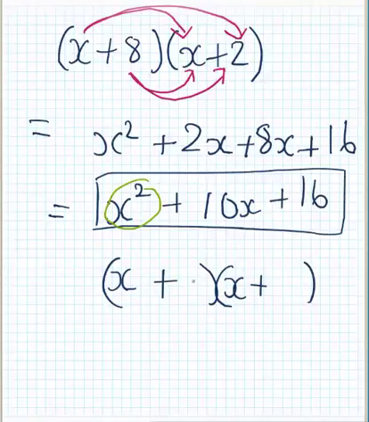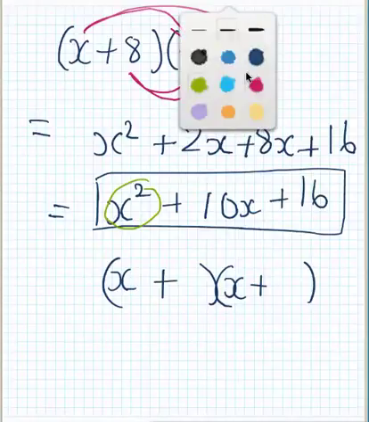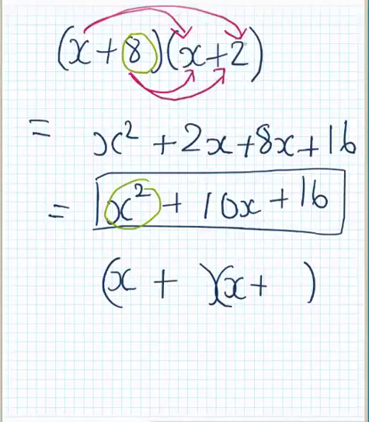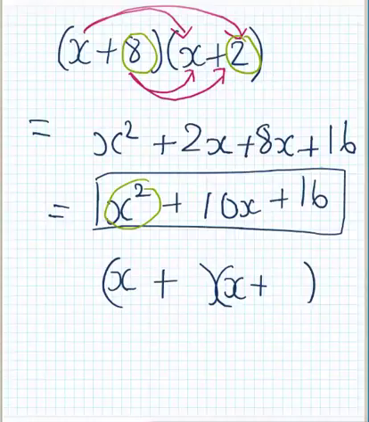Now, to know what numbers to put in here, we know that the numbers in the brackets, so the numbers here, we had 8 and 2. And we know that 8 times 2 gave us 16. And here it is, 16.